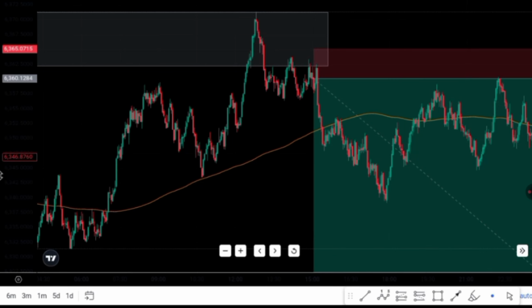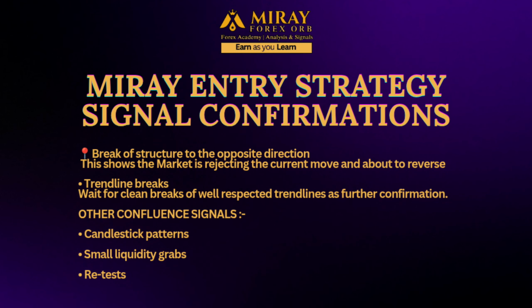All right, so once price gets into your T zone, you don't just jump in, you wait for confirmation in lower time frame. So this is where precision matters. I teach my students to look for price action patterns as confirmation, and one of the biggest signals I use is break of structure to the opposite direction, and this shows that the market is rejecting the current move and about to reverse.